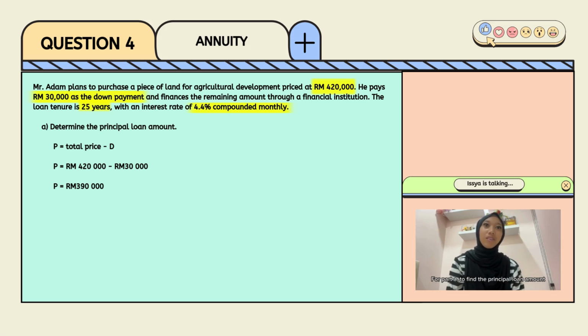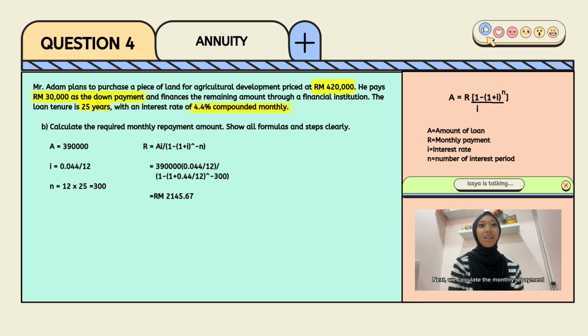I will be explaining question 4. For part A, to find the principal loan amount, we take the total price of the land, which is RM 420,000, and subtract the 30,000 down payment Mr. Adam paid upfront. This leaves us with the total loan amount P of RM 390,000. Next, we calculate the monthly repayment using the annuity formula.